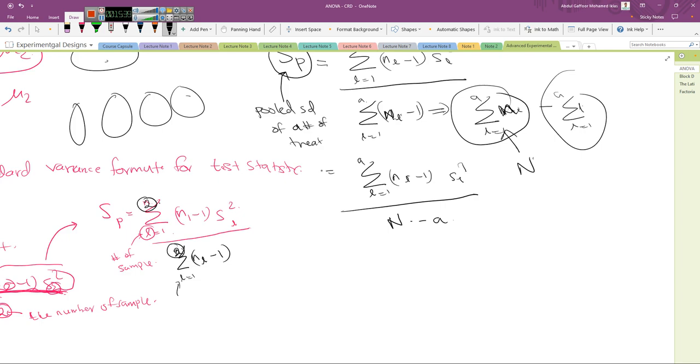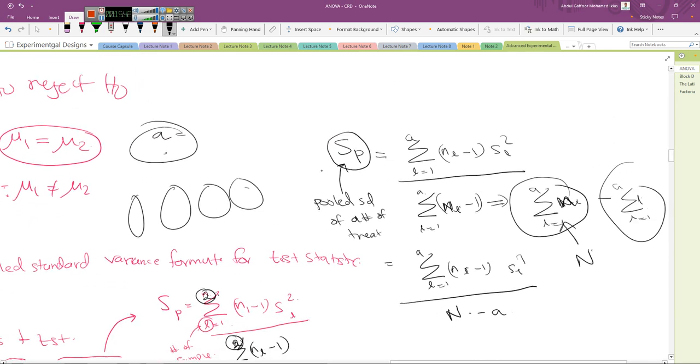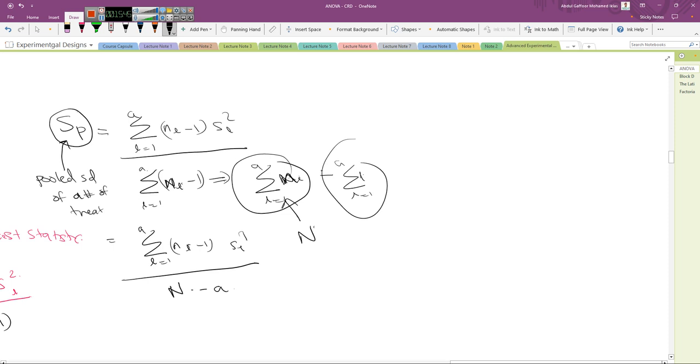Okay, now if you consider this one, si squared is nothing but the variance of all the data points in one group, right? Now let's say this is the ith group, where we have n observations. So the within-group standard deviation can be written as a summation, with j equal to 1 to n, right?